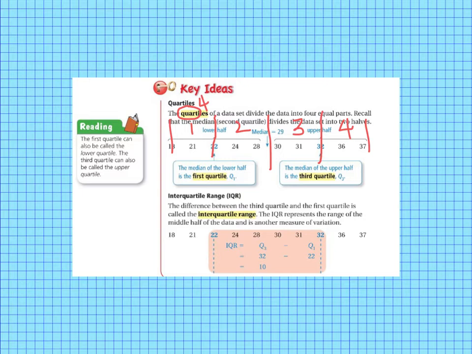Your interquartile range is the difference between the third quartile and the first quartile. So you just take the Q3 and you subtract the Q1. The IQR represents the range of the middle half of the data and is another measure of variation. So it tells how spread out that middle part of the data is.